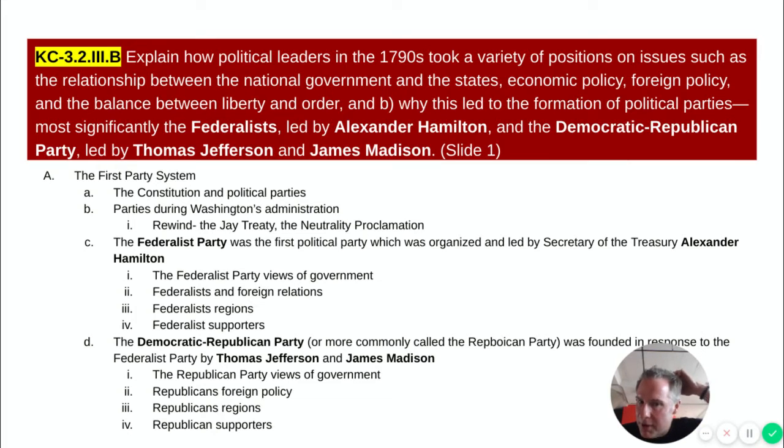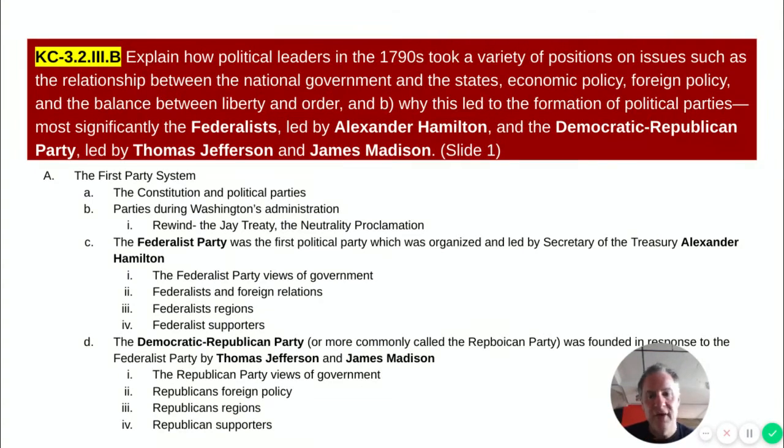The Republican Party took its views from this idea of republicanism, that people elect representatives and the representatives should follow the will of the people. Their view of the national government was that it should be very limited and that the state governments should have more power because they're closer to the people. Republicans opposed the Jay Treaty. They strongly supported France. They opposed the quasi-war with France.